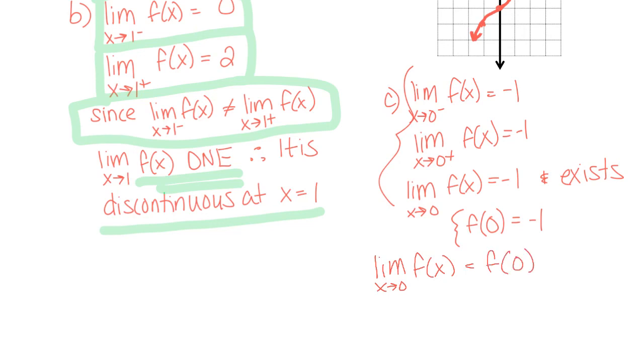Because all of these three things are true, therefore f at x is continuous at x equals 0. Note that this function itself is not continuous, but the function is continuous at x equals 0, so at a point. Okay, and that's it for today.